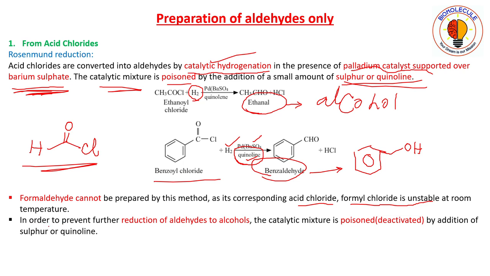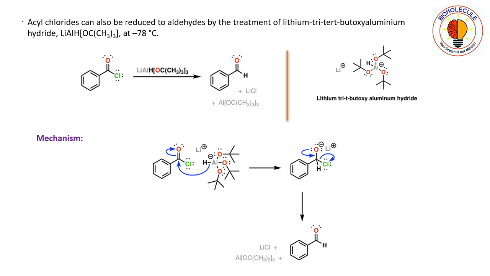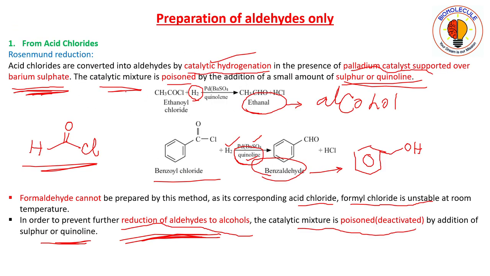And here you see that in order to prevent further reduction of aldehydes to alcohol, the catalytic mixture is poisoned by addition of sulfur or quinoline. So just to reduce the catalytic behavior, it is deactivated with quinoline or sulfur, so that the reduction stops at the aldehydic stage. Here acyl chlorides were reduced in presence of palladium catalyst to get aldehyde.